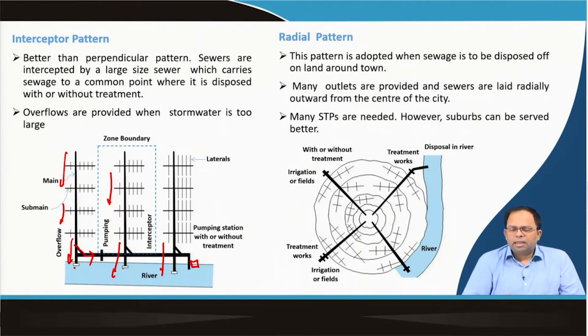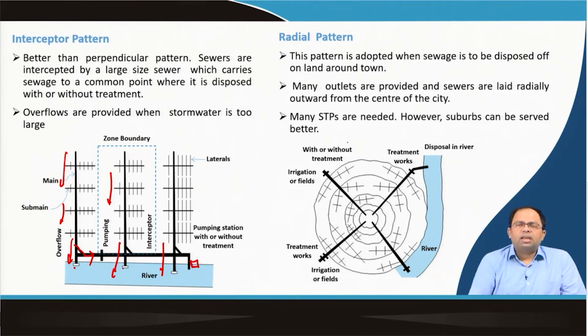Then the radial pattern is adopted when sewage is to be disposed on land around the town. That means we are disposing sewage in all directions. There may be a river, there may not be a river, or even if there is a river, we are disposing some part of the sewage in the river, and some part of the sewage goes into the irrigation fields. Maybe the sewage is being used for sewage farming and so on. So, many outlets are provided and the sewers are laid radially outward from the center of the city, and many STPs are needed.